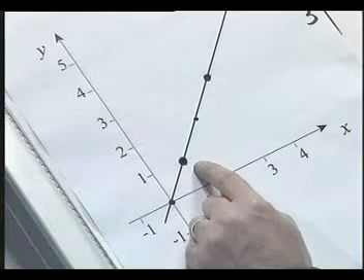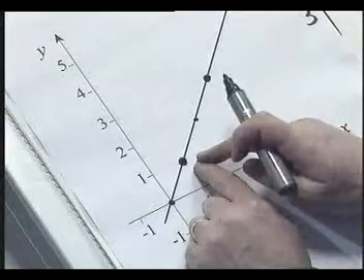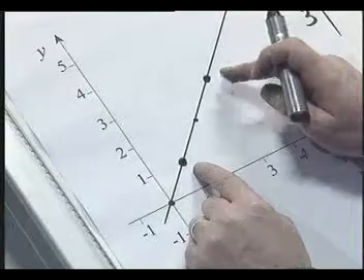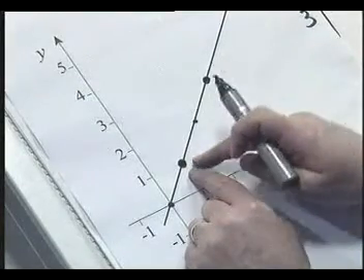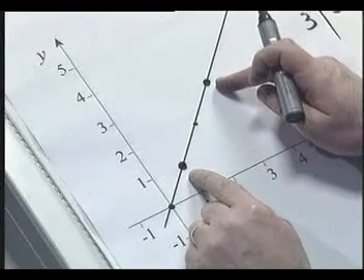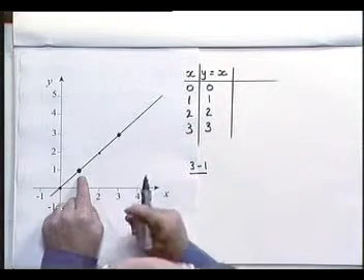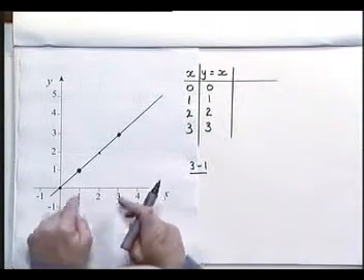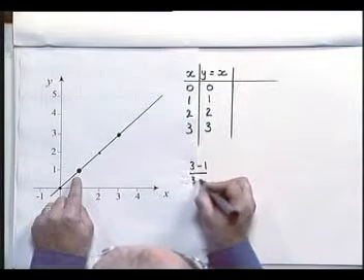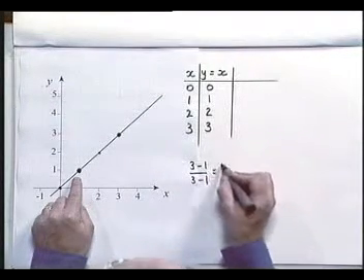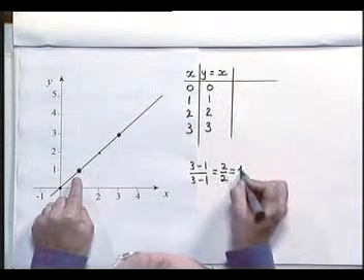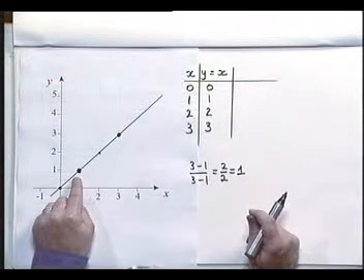Remember, to find the gradient of the line, we take, say, 2 points on it. Let's suppose we take this point, and we calculate the change in y divided by the change in x as we move from one point to the next. Well, as we move from here to here, y changes from 1 to 3. So the change in y is 3 minus 1. And the change in x, well, x changes from 1 to 3, so the change in x is also 3 minus 1. 3 minus 1 is 2, 3 minus 1 is 2. So the gradient of this line is 1.